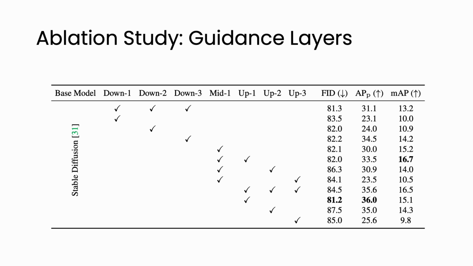As shown in the table, we find that the combination of the mid block and the first block in the upsampling branch of the UNet gets the best performance.